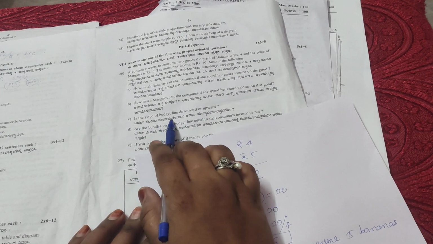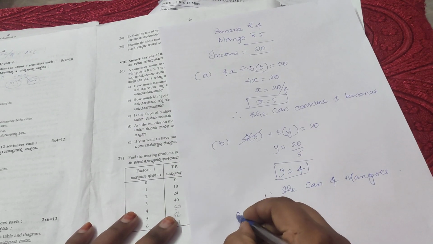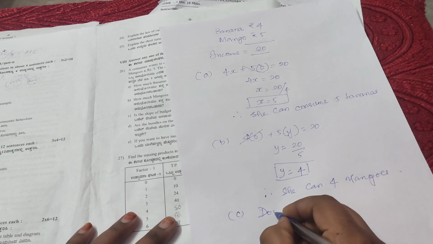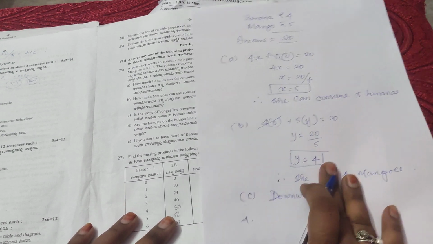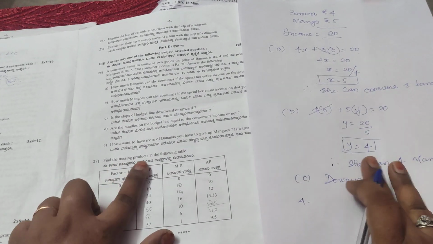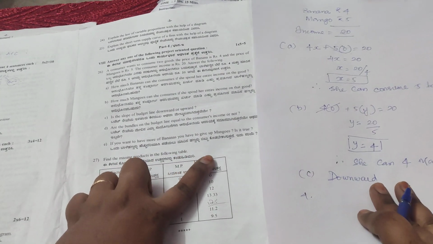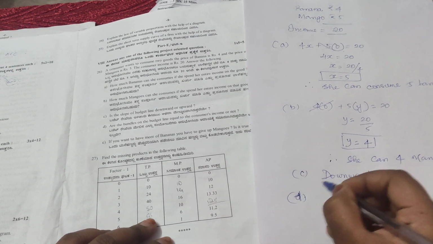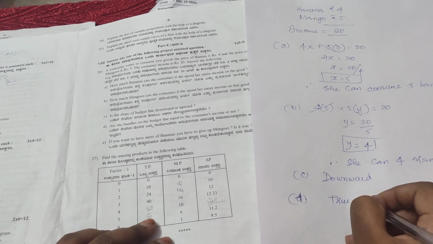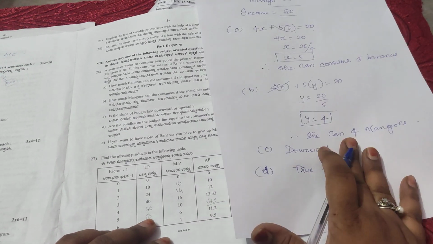Third question: is the slope of the budget line downward or upward? The answer is downward. Fourth question: if you want to have more bananas, you have to give up mangoes. Is it true? D1, sorry. True. This is the answer.